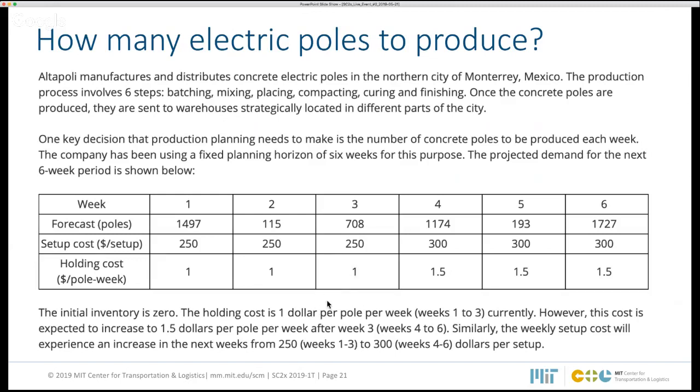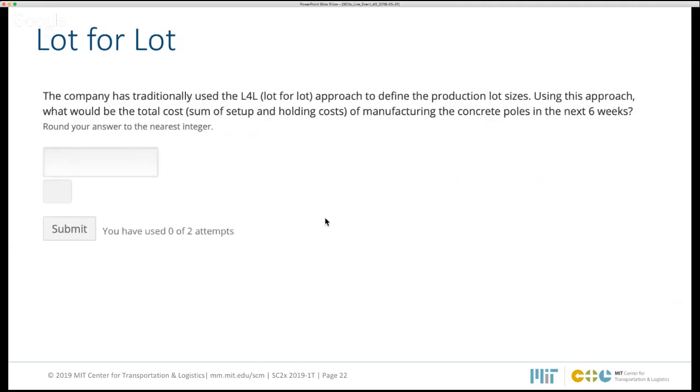Again, like I said, it's a pretty straightforward question. So let's see what we need to do. The first part basically says that the company has traditionally used the lot for lot approach to define the production lot sizes. Using this approach, what would be the total cost of manufacturing the concrete poles in the next 6 weeks? I really like these sort of questions because it has been very explicitly laid down what we need to do. We need to use the lot for lot approach and figure out the total cost, which is the sum of setup and holding cost in this case.